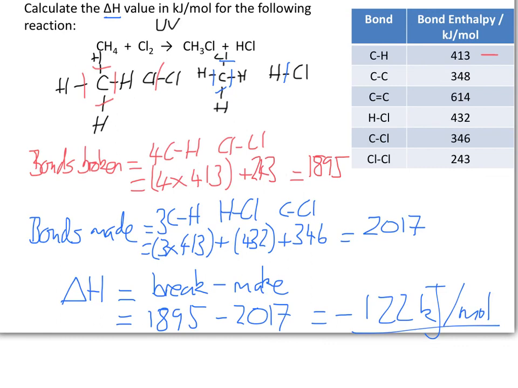Now, as it's negative, that tells us it's exothermic, which we'd expect, because more energy has been released when the new bonds were made than was absorbed when the old bonds were broken. And that's how you do one of the calculations. So let's try another one using a different reaction.